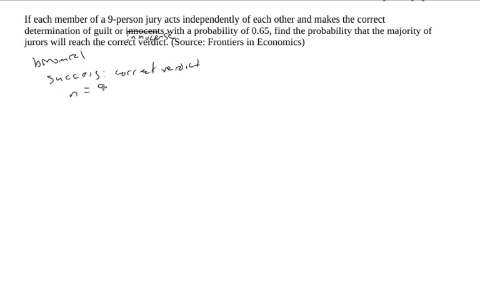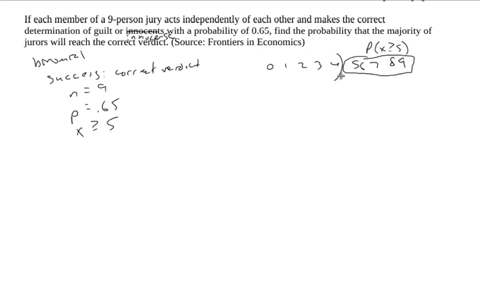So n is 9, p is 0.65, that's the probability of a success. And we're saying what's the probability that the majority of the jurors will reach the correct verdict? Well, there are 0, 1, 2, 3, 4, 5, 6, 7, 8, 9 jurors. If we want the majority of the jurors to reach the correct verdict, that means we want 5 or greater. So we want x to be greater than or equal to 5.